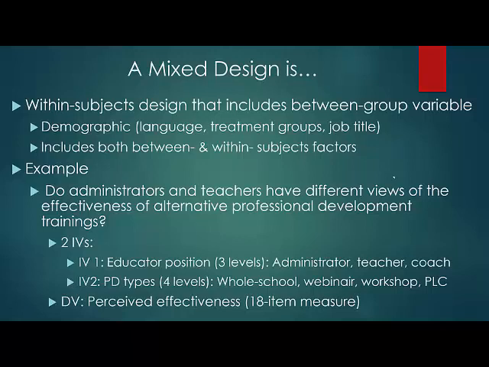In this case, we have both a between subjects independent variable, which is the position within the institution, and then we have the within subjects variable, and that's the professional development type. The between groups has three levels, the within groups has four levels, and the dependent variable is the perceived effectiveness, maybe using an 18-item self-reported survey.